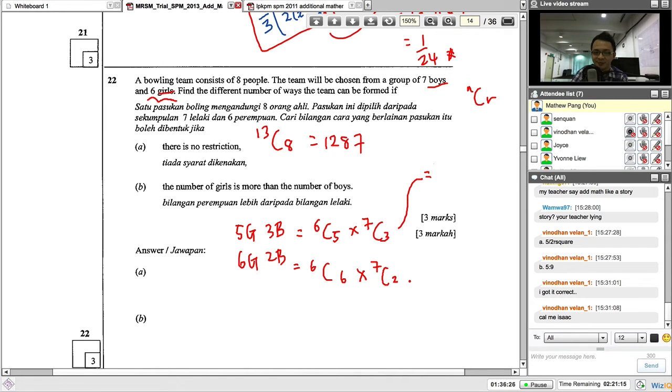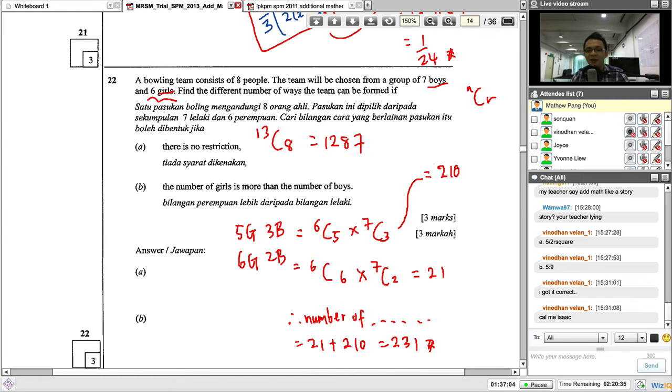I write the answer here. Right, use your calculator. 7C3 is 35, and this is 210. Let me just double check. Yes. This one is 21. So therefore, the answer, you can write the number of girls more than boys equals 21 plus 210, which equals 231.